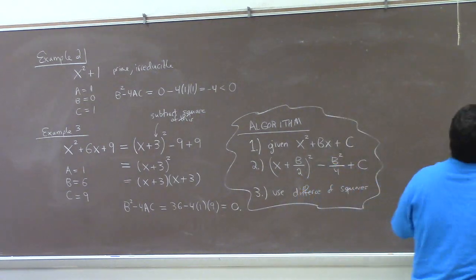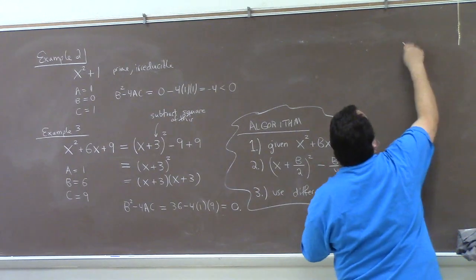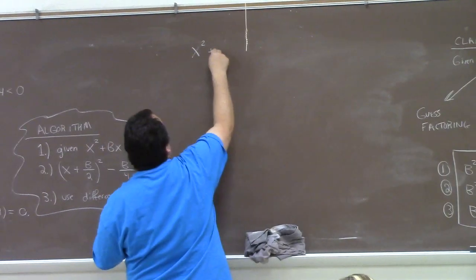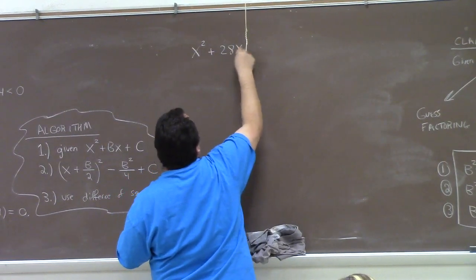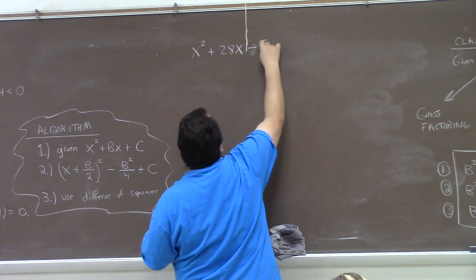x squared plus 28x equals 56. Minus 56 then. All right.